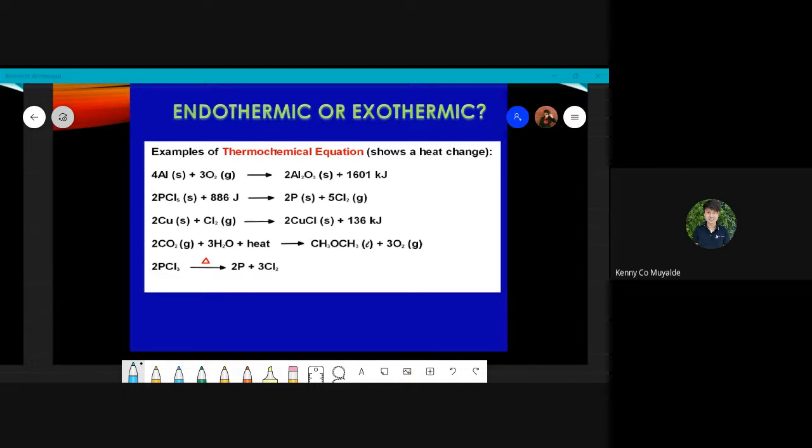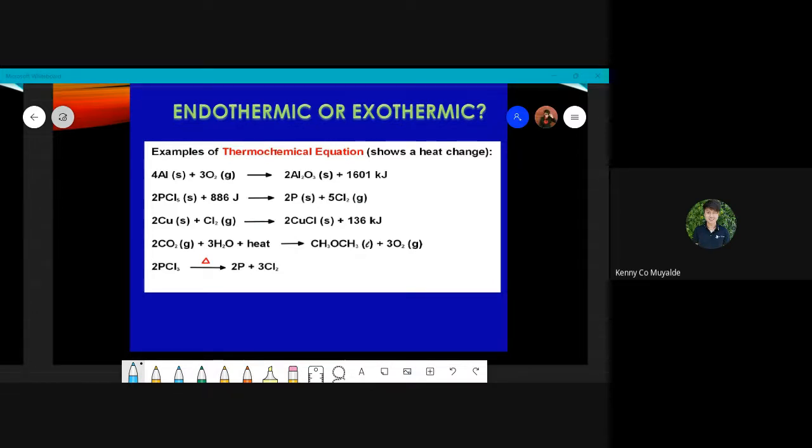Okay, number 3, endo or exo? Okay, correct. Since ang ating unit of energy ay nasa product side, it is exothermic. Next, number 4, carbon dioxide plus water plus heat. Okay, since ang heat ay nasa reactant side, it is endothermic kaya N. Lastly, number 5, endo or exo? Okay, correct. Magaling. Bakit siya endothermic?